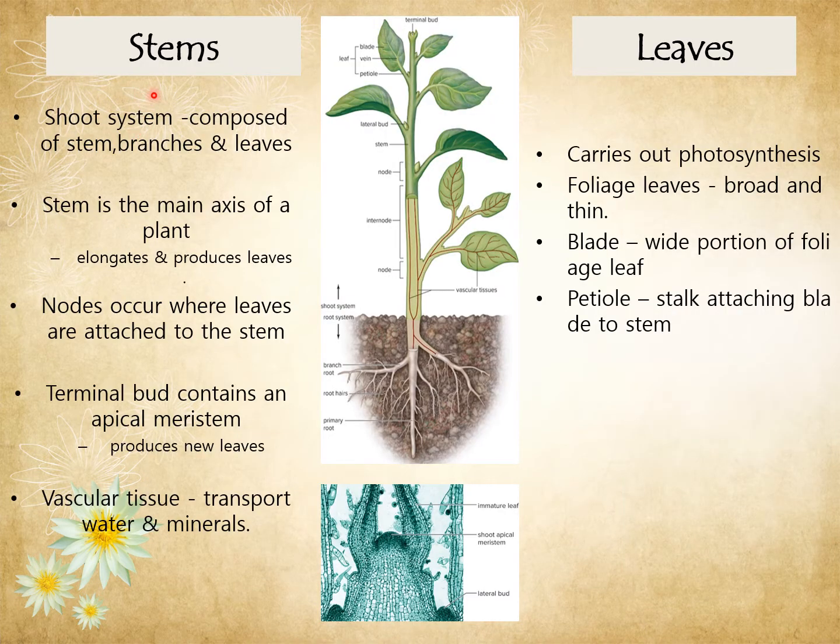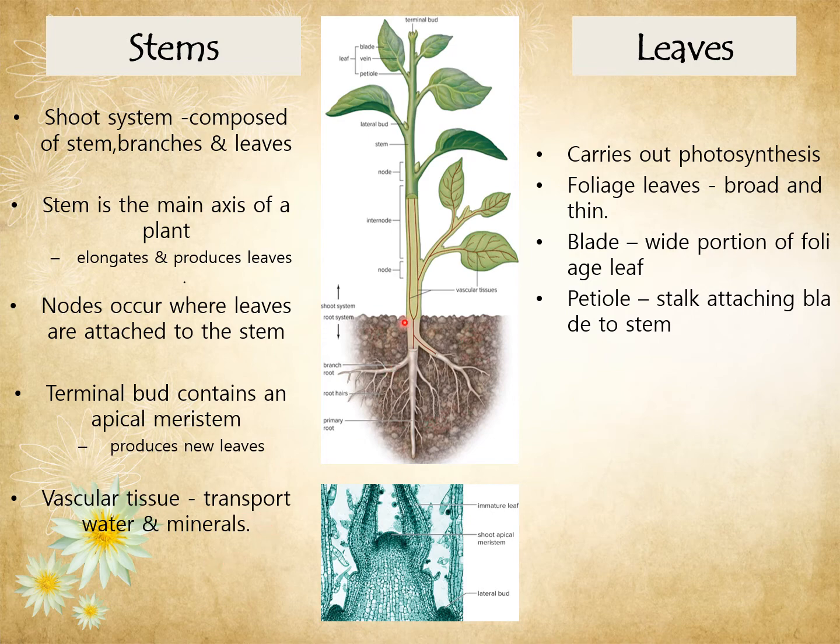Okay, so next we go on into the stem and the leaf. A shoot system is composed of stem, branches and leaf, which is all this part here. The stem is the main axis of a plant. It elongates and produces leaves. A stem supports the leaves in a way that exposes each one to as much sunlight as possible. In addition, the stem also transports materials between roots and leaf and produces new tissue.